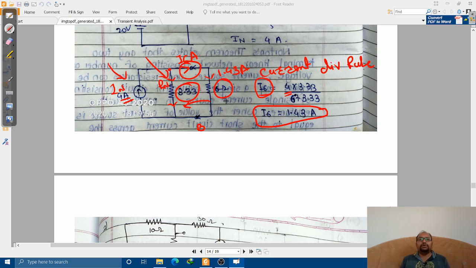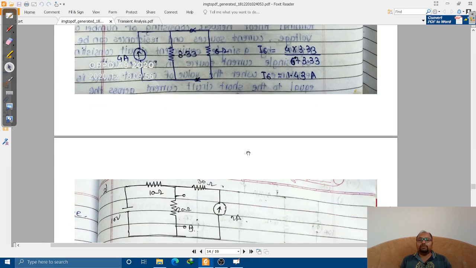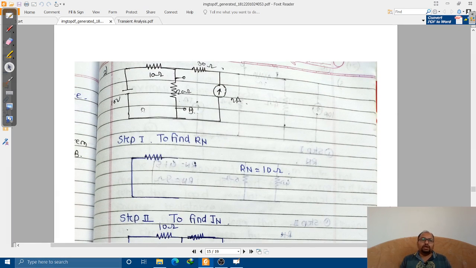Likewise, we can apply Norton's theorem to such kinds of circuits. Let us see one more example based on it and then go to the next point. Now over here, in this particular circuit, we have one voltage source and another, a current source, right?